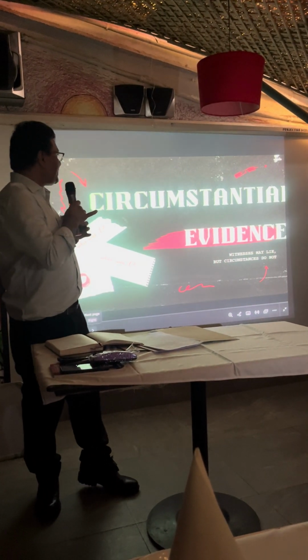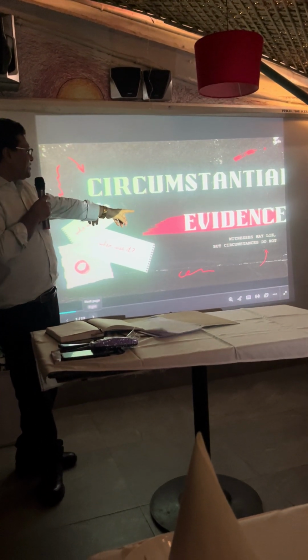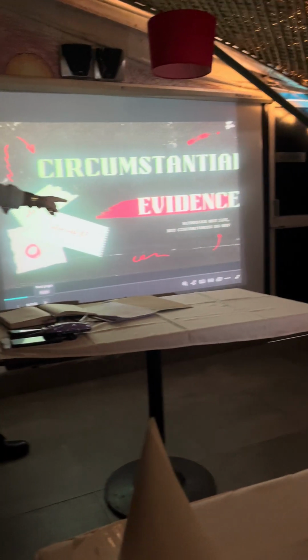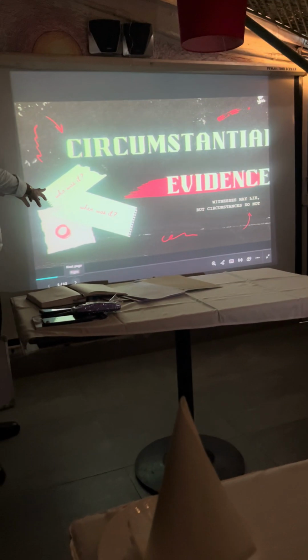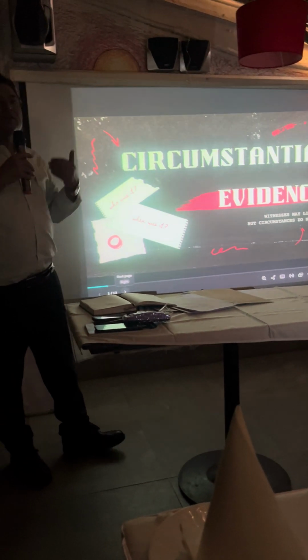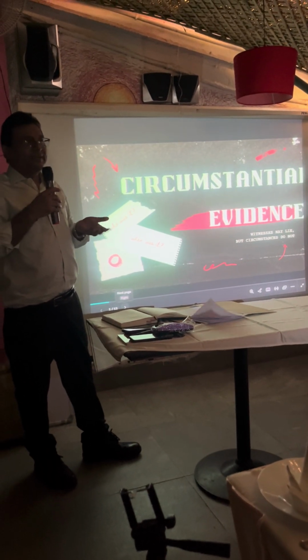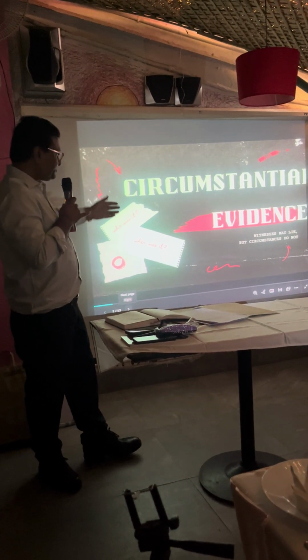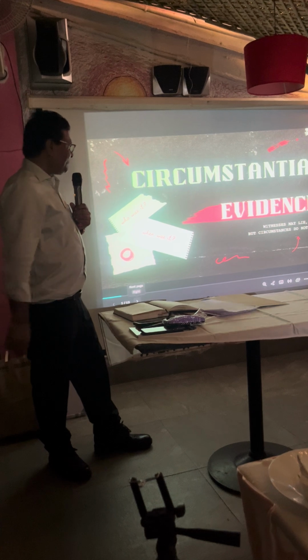Now for circumstantial evidence, let's have this small PPT. Circumstantial evidence: witnesses may lie but circumstances do not. The IO has to see who committed it, when, where, and how the crime was committed. May we have the next slide, please?